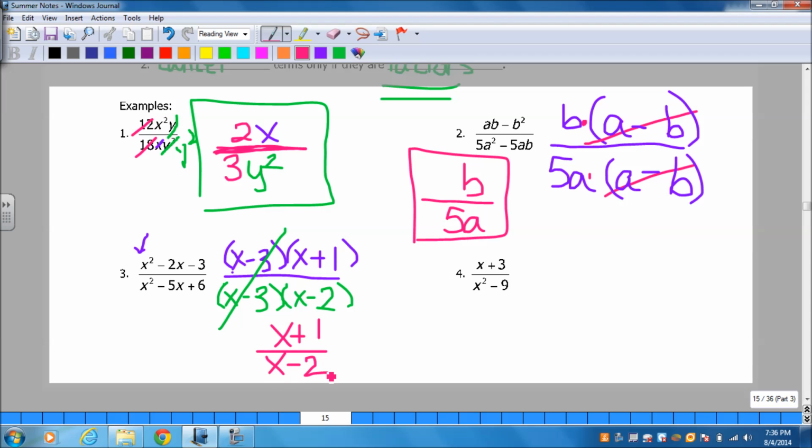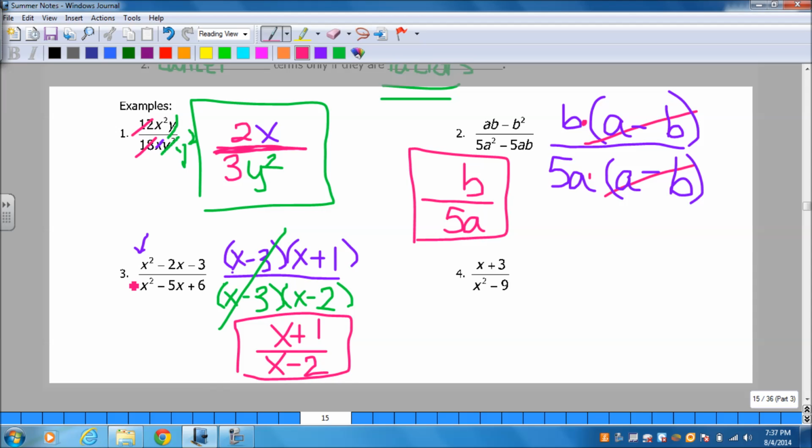Now a lot of people will try to cancel out this x with this x, but that is not allowed, because this x and this 1 are not factors, so you're not allowed to get rid of the x with the 1. You're going to treat it like a big happy family, and you don't want to take a member of the family out. So that is not allowed at all. This right here is my final answer.